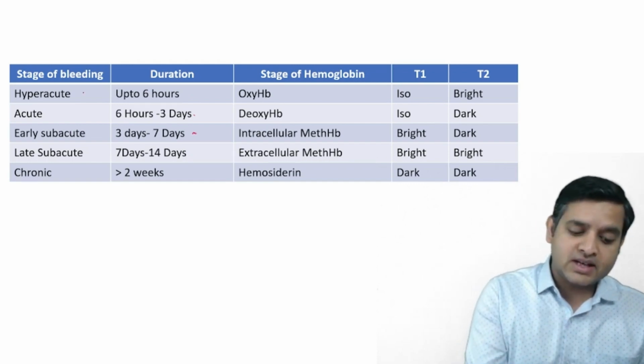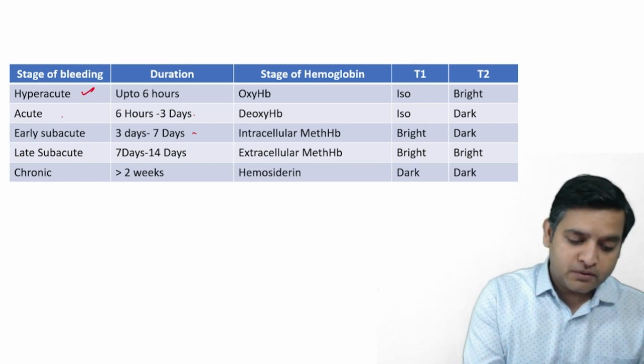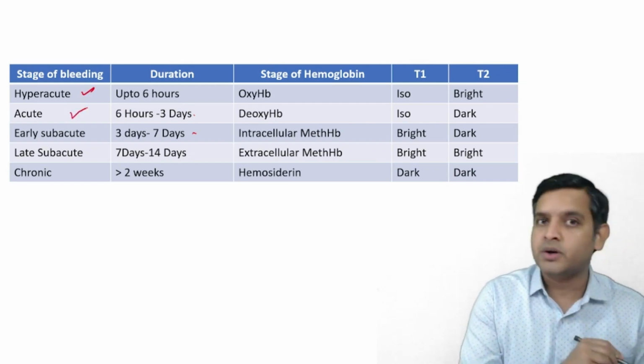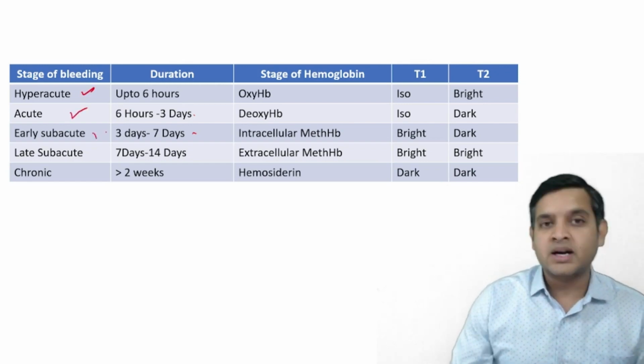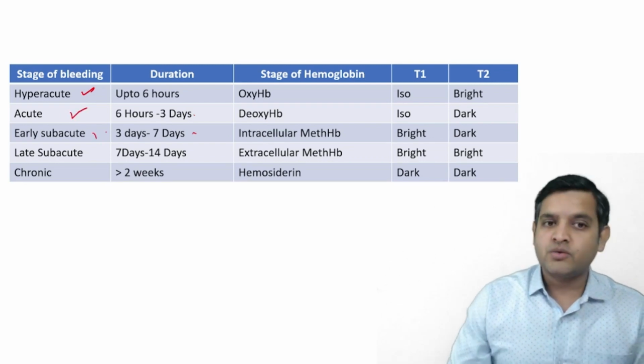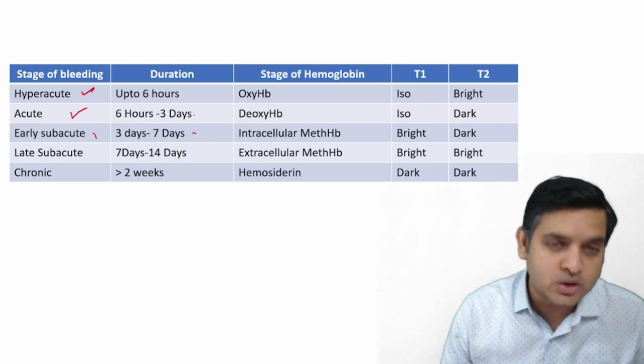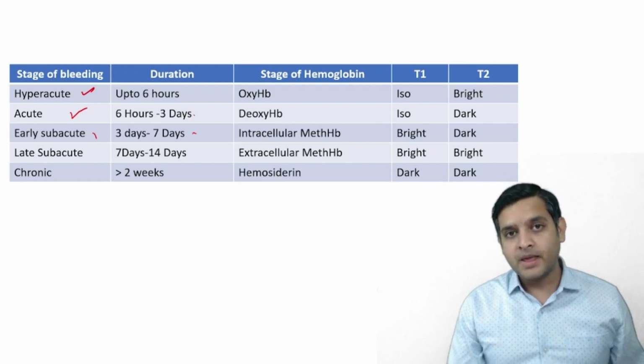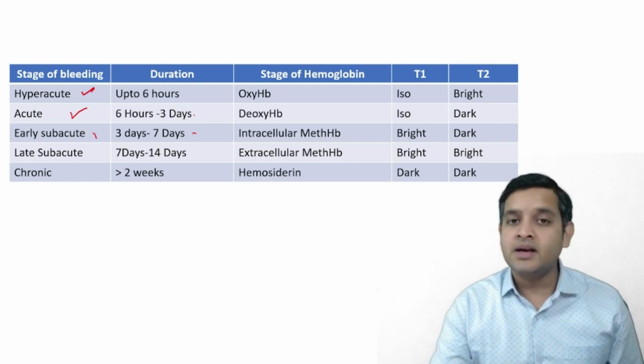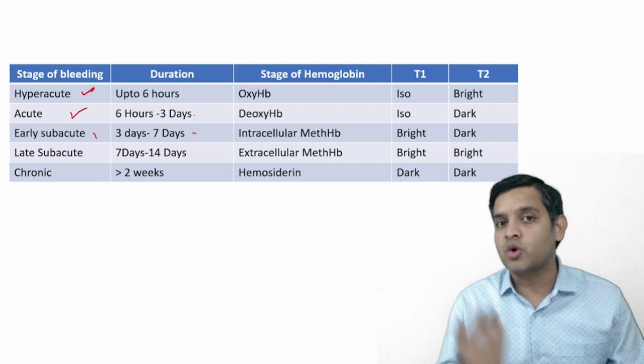If it is less than 6 hours, it is hyperacute hematoma. Between 6 hours to 3 days, it is acute hematoma. 3 days to 7 days is early subacute phase. 7 days to 14 days is late subacute, and more than 2 weeks is considered to be chronic hematoma. The major signal pattern is because of the stage of hemoglobin.